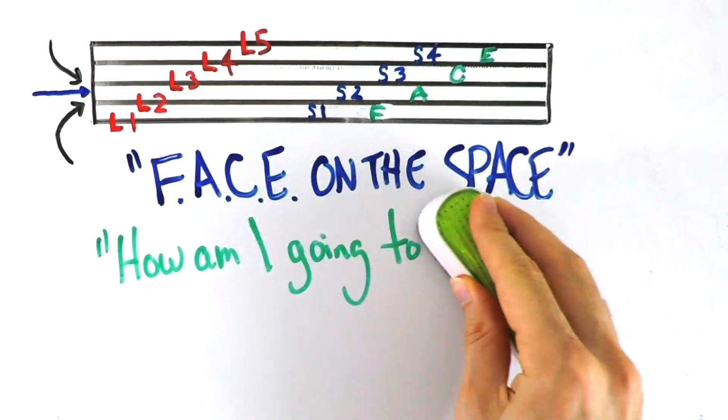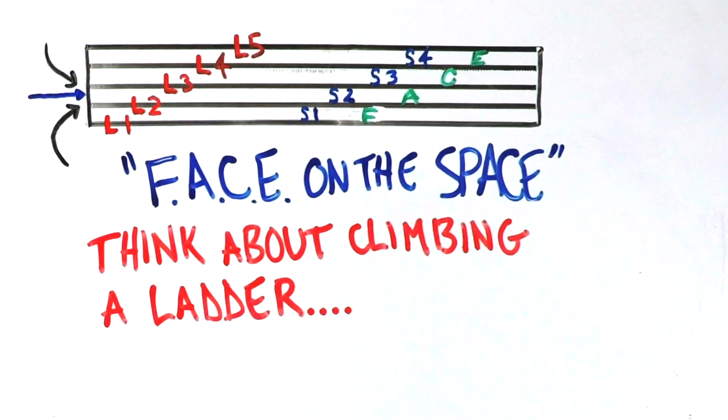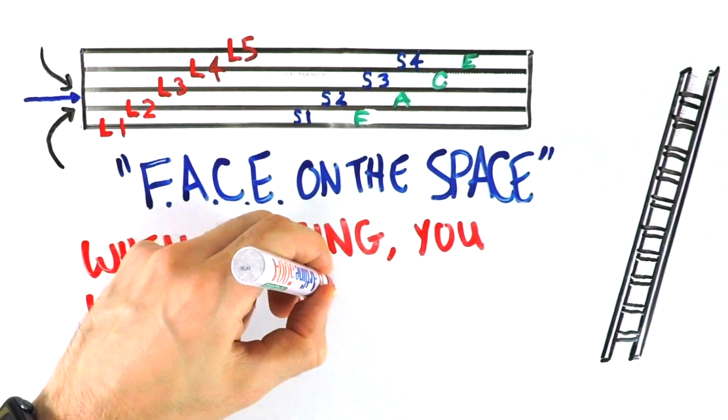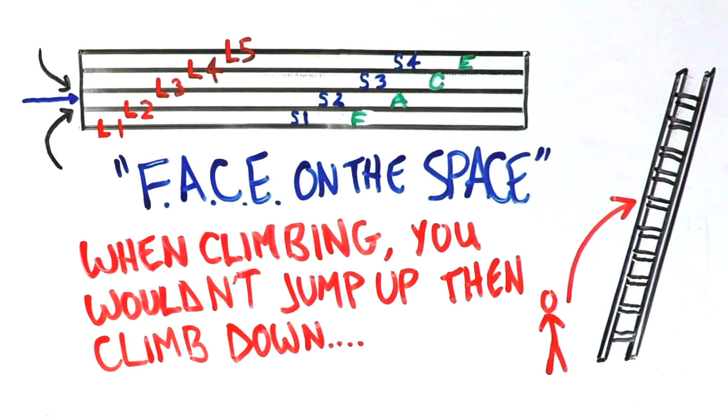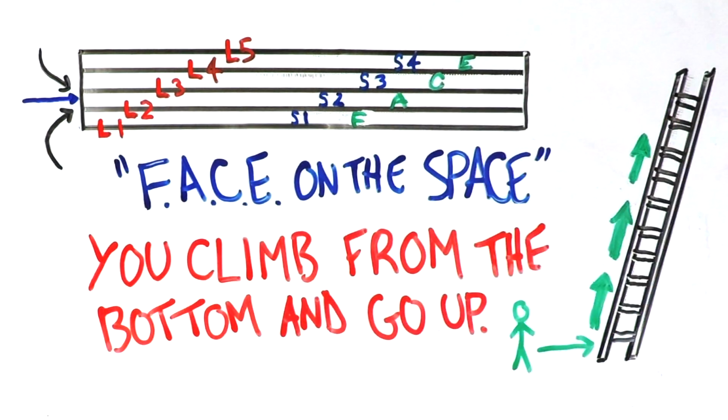The trick that I use to teach my students to remember that we have to start from the bottom is to think about how we climb a ladder. Imagine you're trying to climb a ladder. You're not going to jump up to the middle point of the ladder or jump up to the top of the ladder and then climb down. You're going to start climbing from the bottom and work your way up.